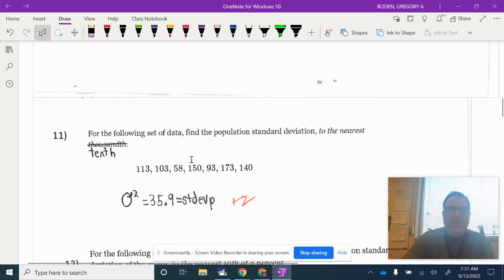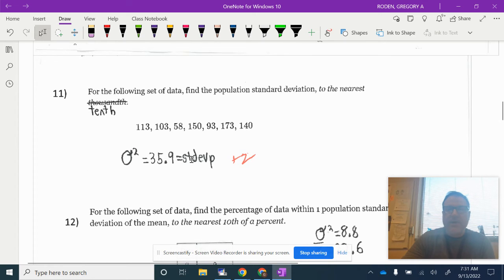All right, the next one, the next page. Now we're on to Desmos, or I also allowed the Delta Math graphing calculator. Find the population standard deviation. Guys, this was simply just put it into a table or whatever and then grind it away.